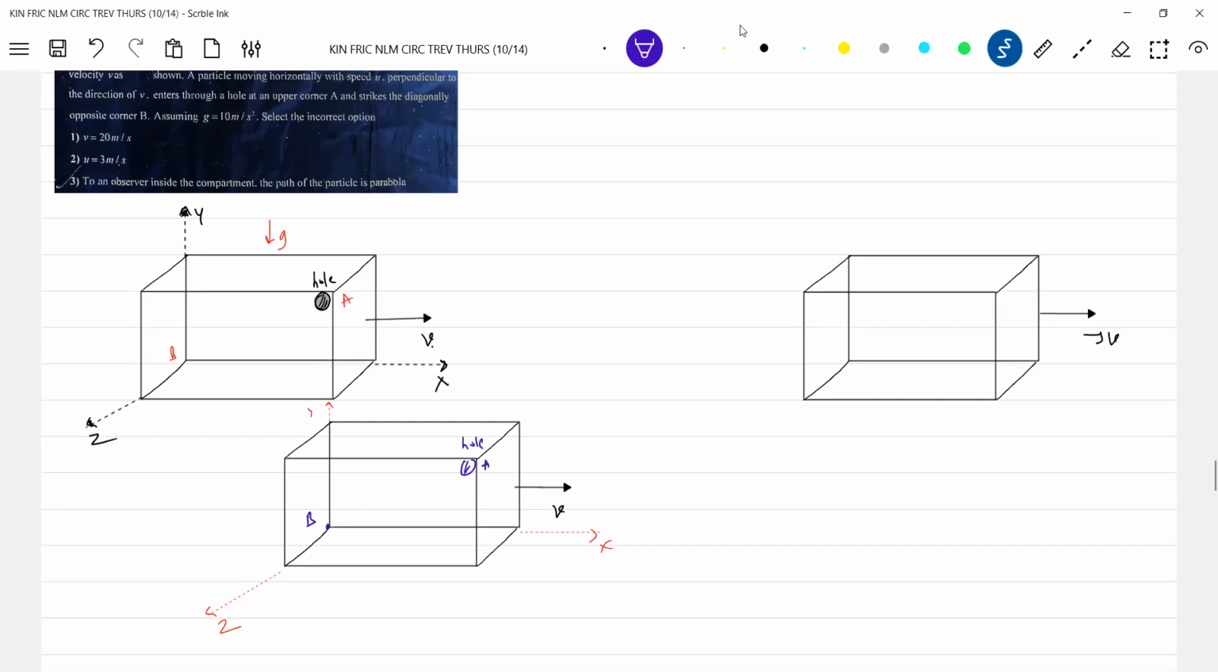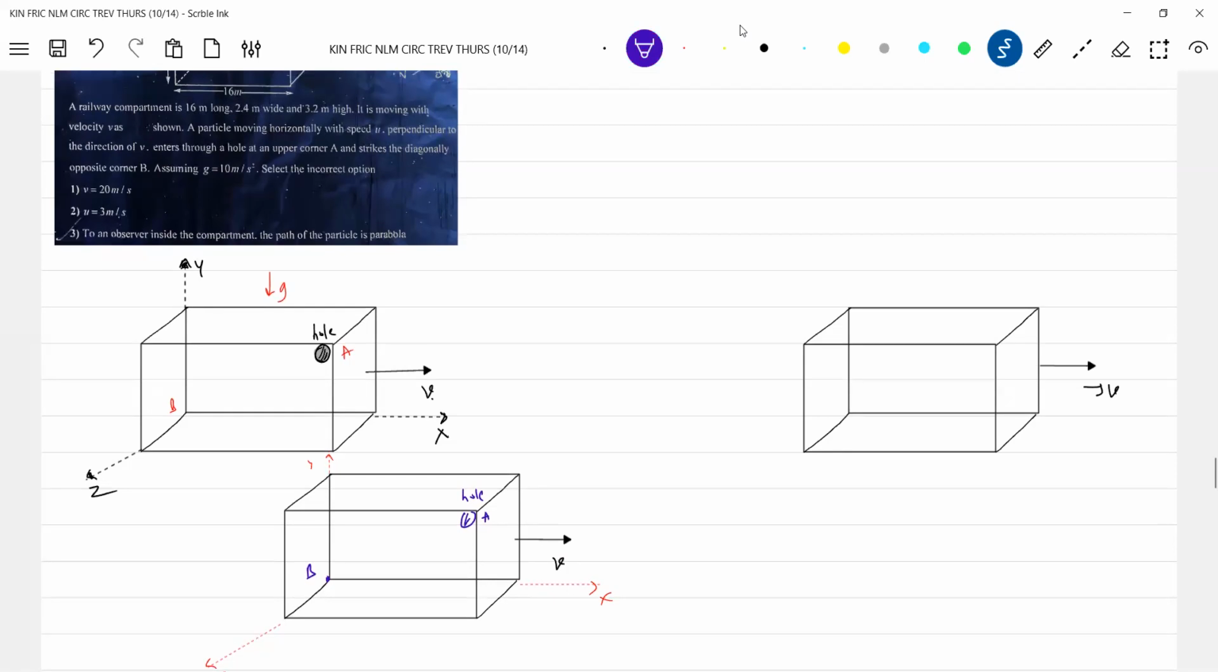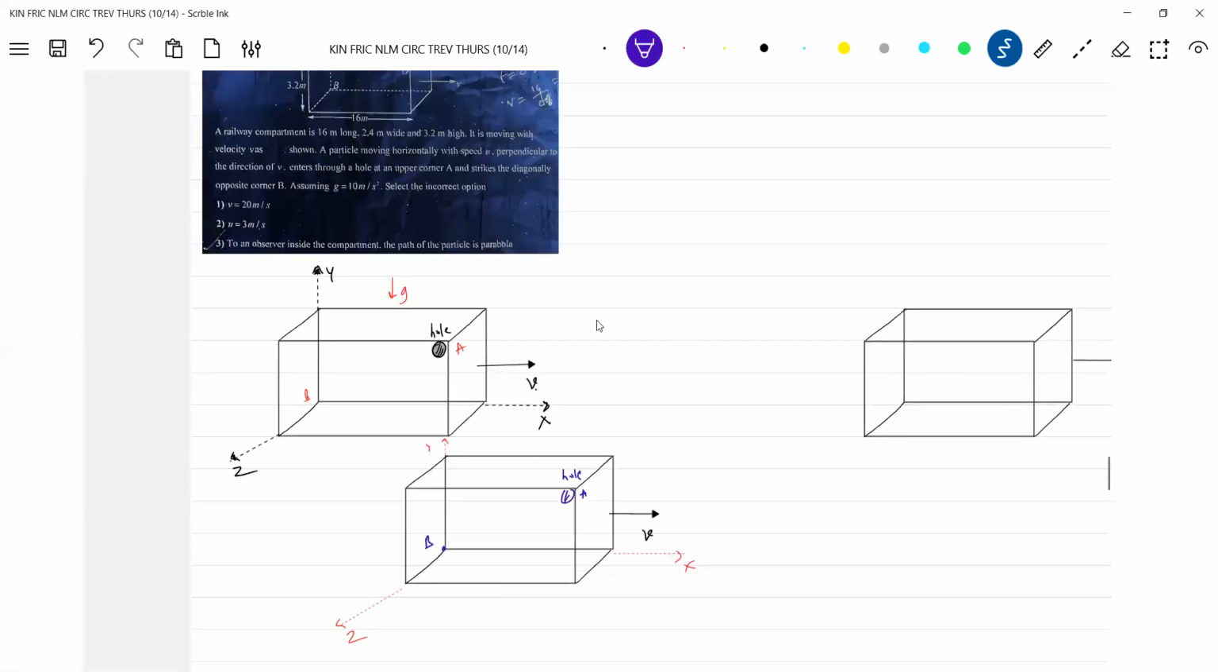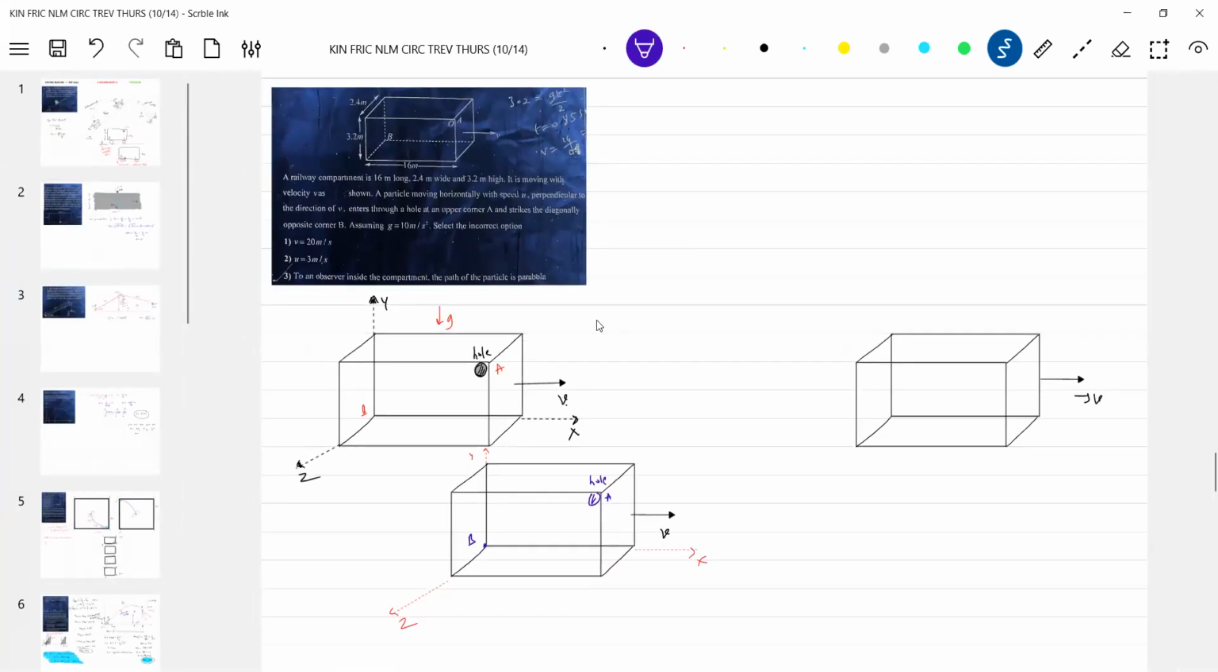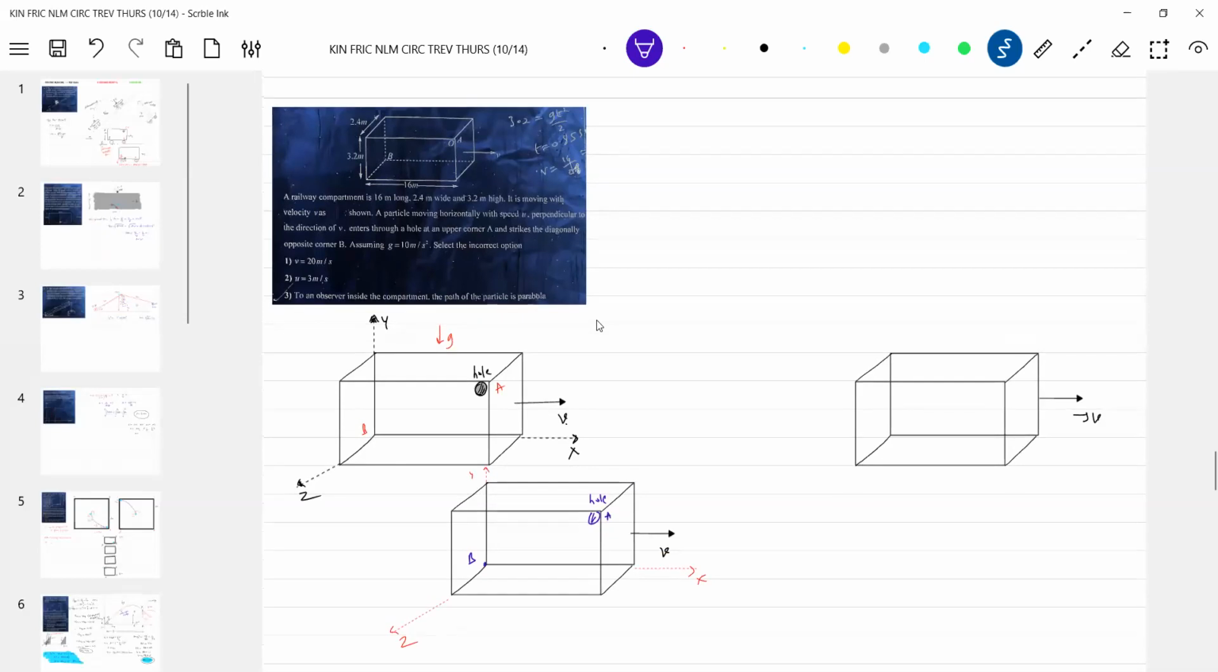Definitely the hole will go. What makes it move along? It is having only velocity along the z-axis. Am I right? So shall we calculate first the time taken? Let me take this as h.